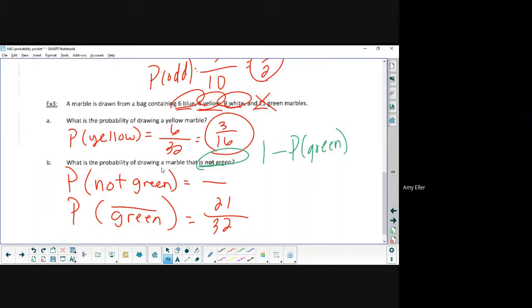For this problem, it's so basic, you wouldn't do it this way, but there are some problems that you will come across where this is going to save you a lot of time.